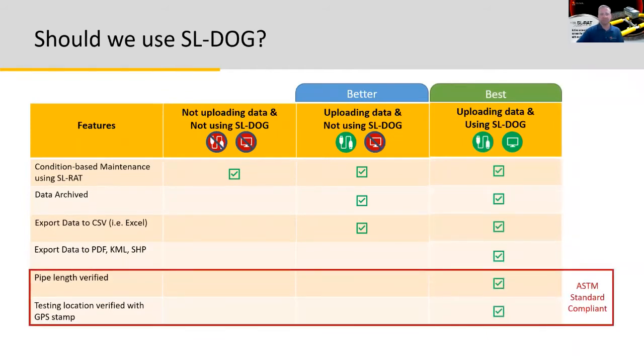By uploading the data and logging into the SLDog web portal, you can now export the data in shapefile, Google Earth KML file, and a PDF printable file. You also can quality check the scores by verifying pipe lengths and using GPS data to verify the score is linked to the correct pipe segment.